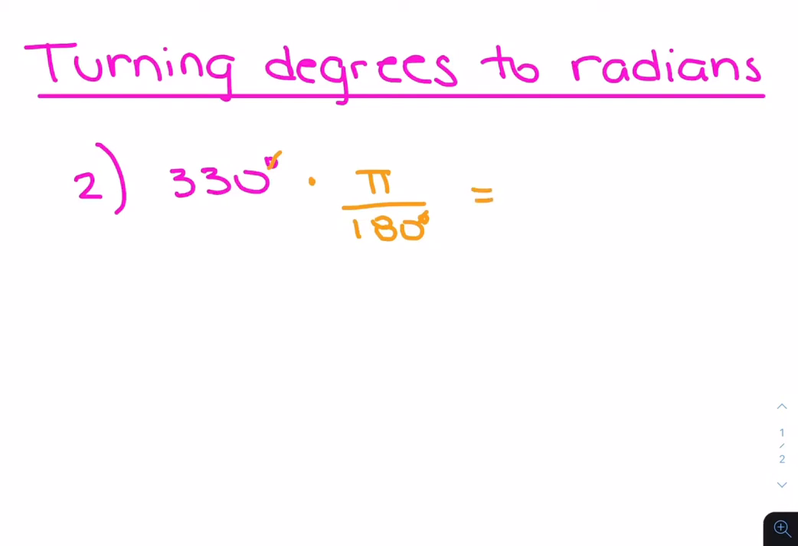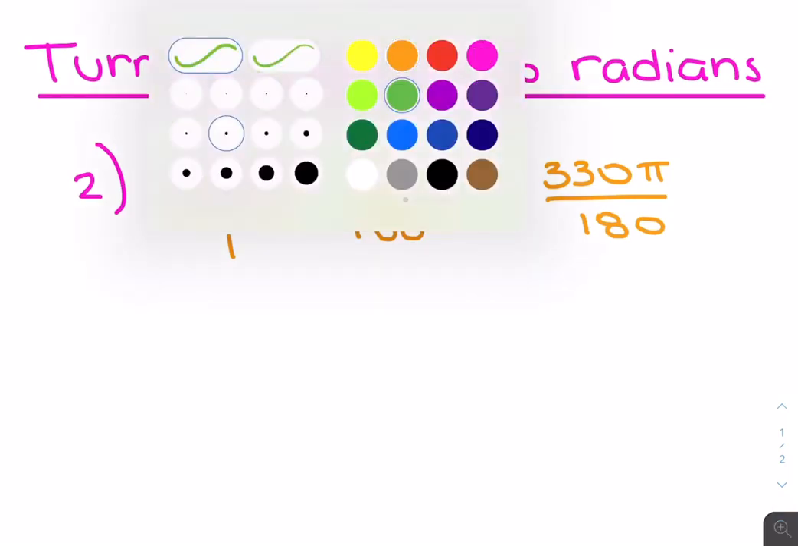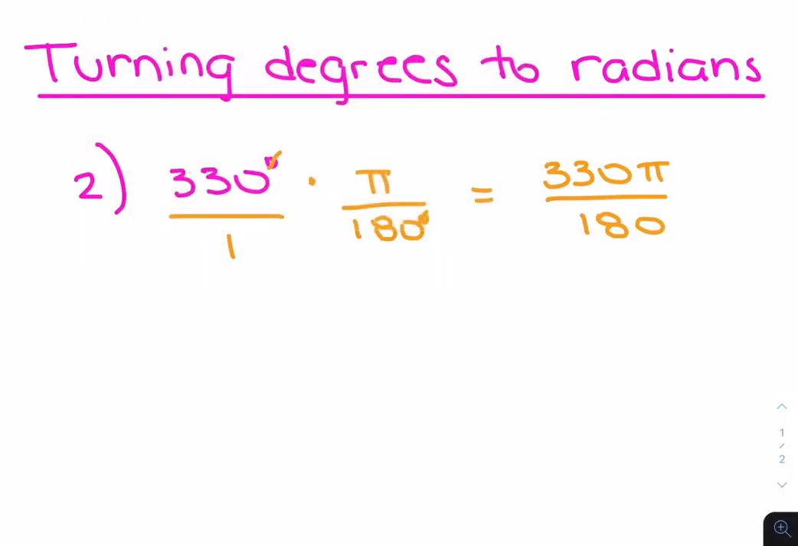And this is just going to be 330 pi over... So remember, this is always over 1. We're always multiplying straight across. So we're multiplying 330 times pi and 1 times 180. So we're going to get 330 pi over 180. So all we have to do now is just simplify. But what we can do is cancel out the zeros because that makes it a little easier.